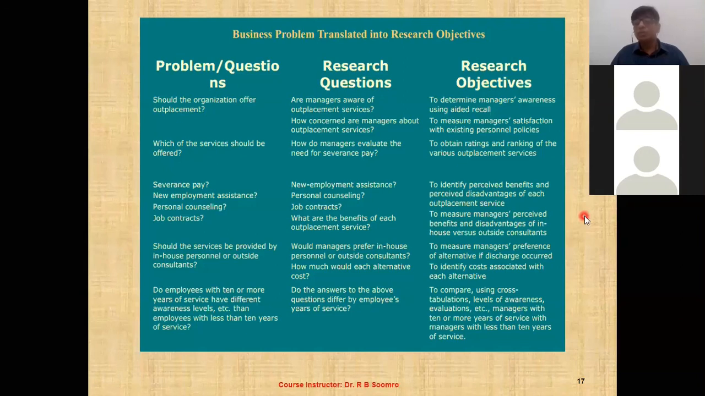Further, you are also requested to please read the additional material. Different research books are there. A very famous book is written by William Zikmund. It's a wonderful book. Please have your own copy of this book and read it, and whatever topic we have discussed, you should read the relevant information or additional material from these books.